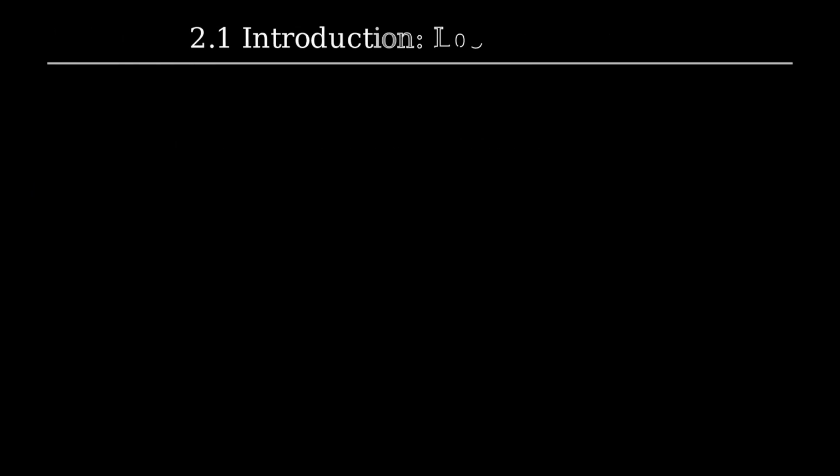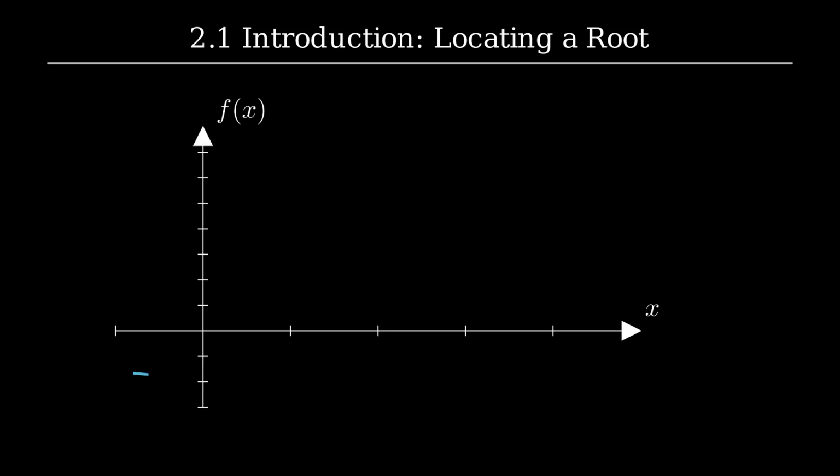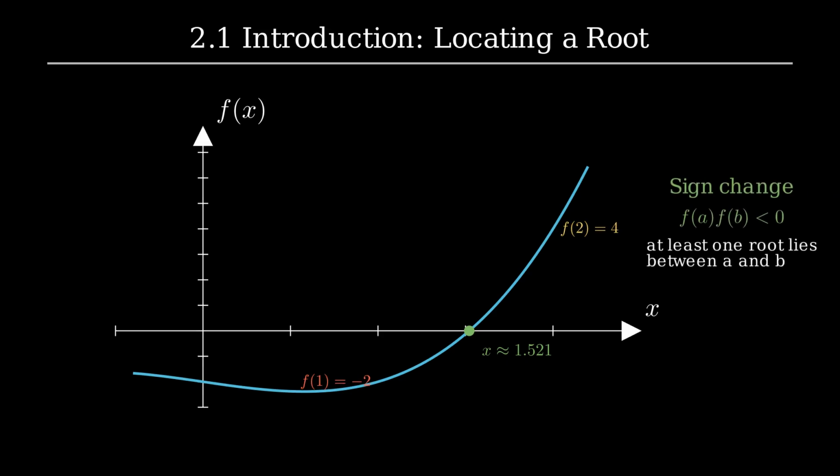A graph helps us locate a root. The curve crosses the x-axis where f(x) is 0. At x equals 1, the function is negative. At x equals 2, it is positive, and because the function is continuous, this sign change guarantees at least one root between 1 and 2.